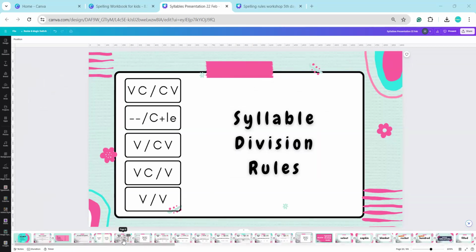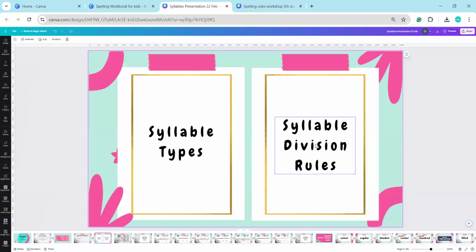I will first look at this thing. When we talk about syllables, this is the first slide that I wanted to show you. We have two things to do. We have types of syllables and we also have syllable division rules. These are two different things.